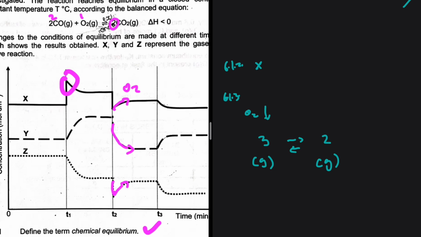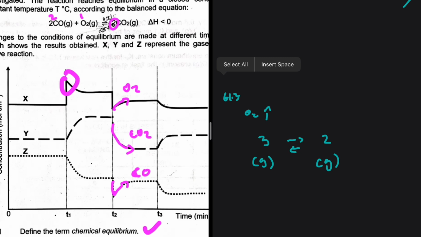So because the change is with regards to pressure, we can say that O2 is X, and Z has to be carbon monoxide. So this is CO. And then Y should be carbon dioxide, CO2. So, okay, O2 did go down, but ultimately it went up. Because when the pressure is changed, they all go down. Now we can conclude and say that the pressure was decreased here.